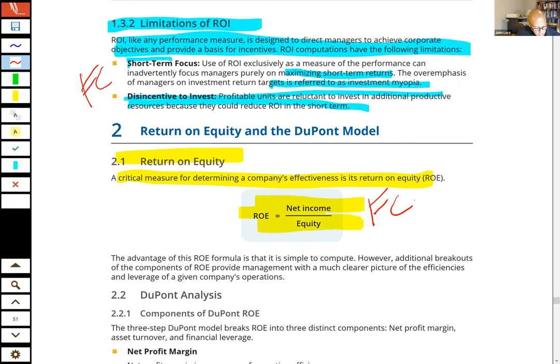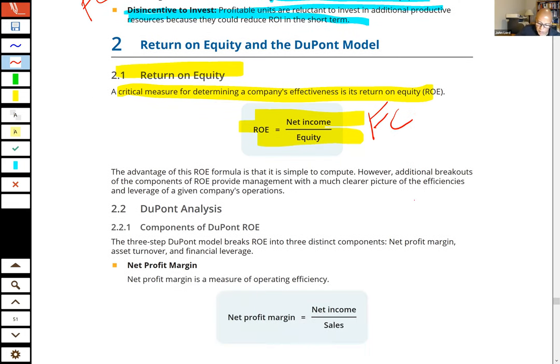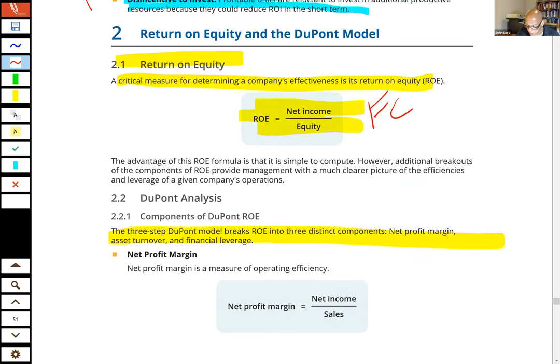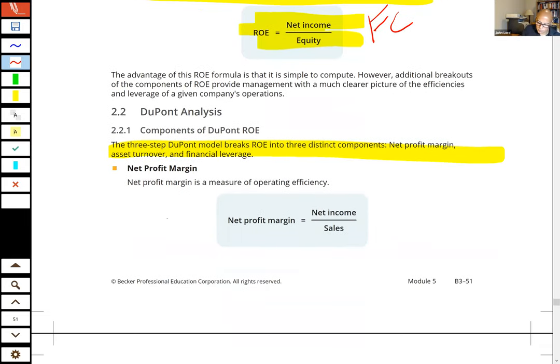Now they start getting into this DuPont analysis, okay? And DuPont analysis is basically a three-step analysis, which is going to look at our net profit margin, and we're also going to look at our asset turnover and look at something called financial leverage, which we've actually talked about already in a separate lecture. But let's just go ahead and make sure that we flashcard the three components. Net profit margin, nothing earth shattering there, guys. Net income divided by sales.